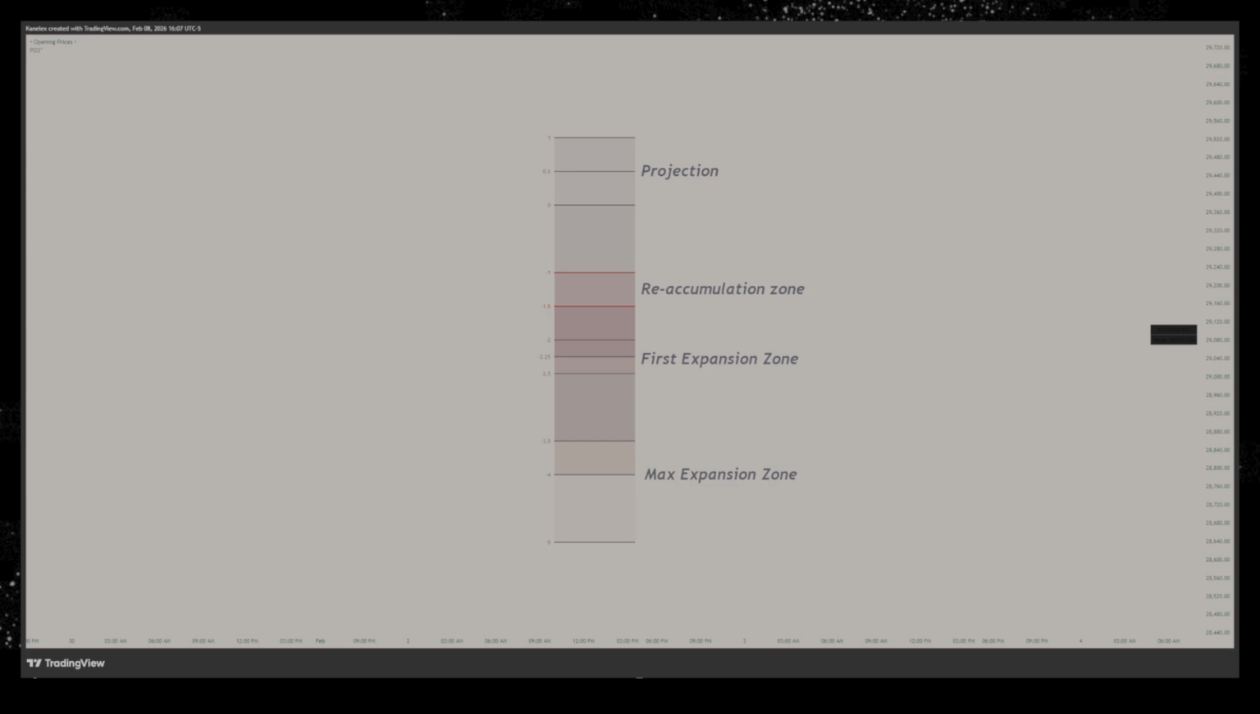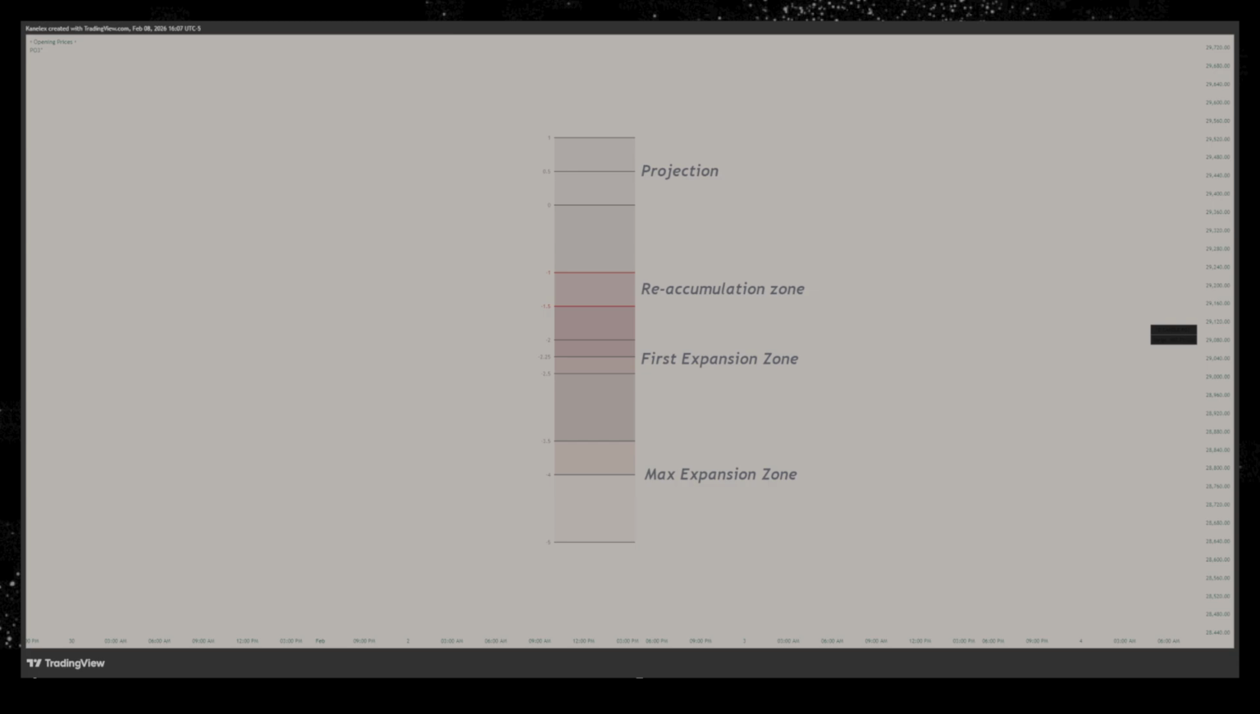distribution, and expansion ranges. The -1 to -1.5 is what I call the reaccumulation zone, which is where price will typically retrace or reaccumulate. I like to look for some sort of internal liquidity here in the zone, like a fair value gap, to know if this zone will affect price. You can look for entries towards the expansion zones in this zone.